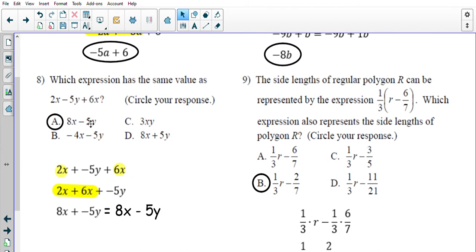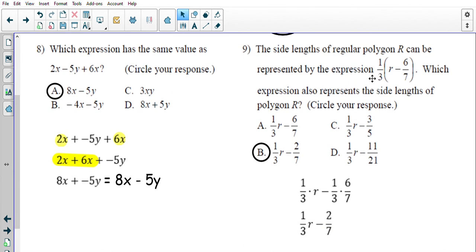Number 9 involves the distributive property. There's a lot of words here, but really all it's asking you to do is use the distributive property. It says the side lengths of regular polygon R can be represented by the expression 1/3 in parentheses R minus 6/7, which expression also represents the side lengths of polygon R. So you can see all of these expressions do not have parentheses, so that means we need to use the distributive property to get rid of the parentheses.